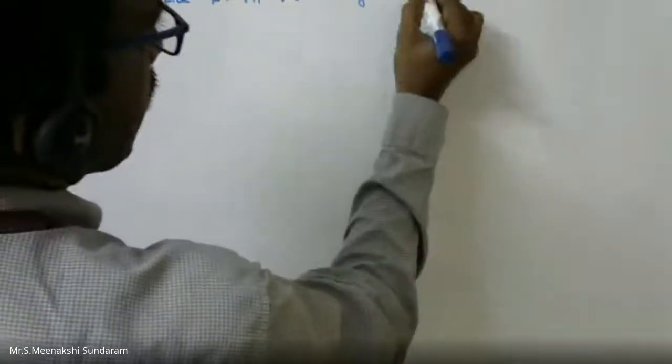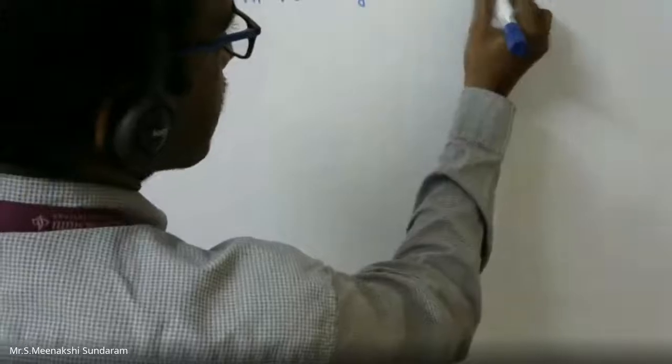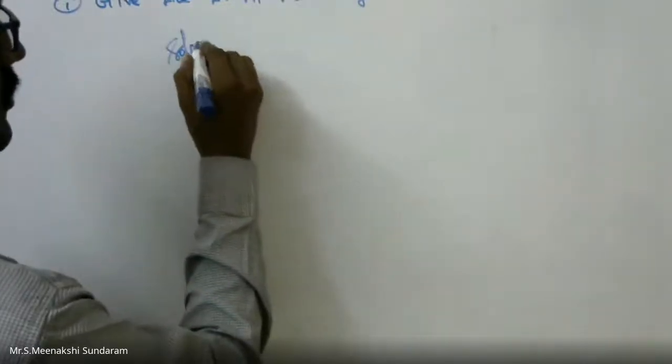T biconditional, that is a true biconditional, T conjunction F. Okay, how do we prove this one? Give the truth value. Write down the solution.